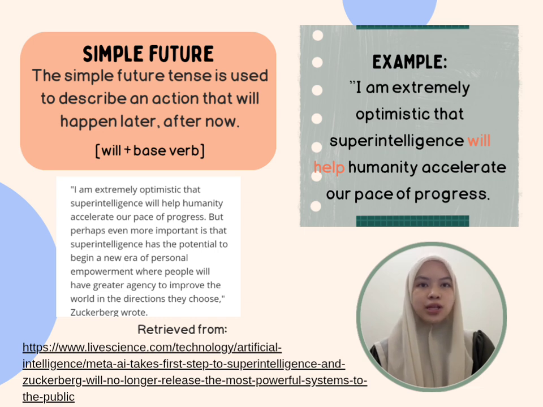The phrase will help shows the formula of the simple future, where will is the auxiliary and help is the base verb. This example was retrieved from an article in Life Science titled Meta AI Takes First Step to Superintelligence and Zuckerberg Will No Longer Release the Most Powerful Systems to the Public.